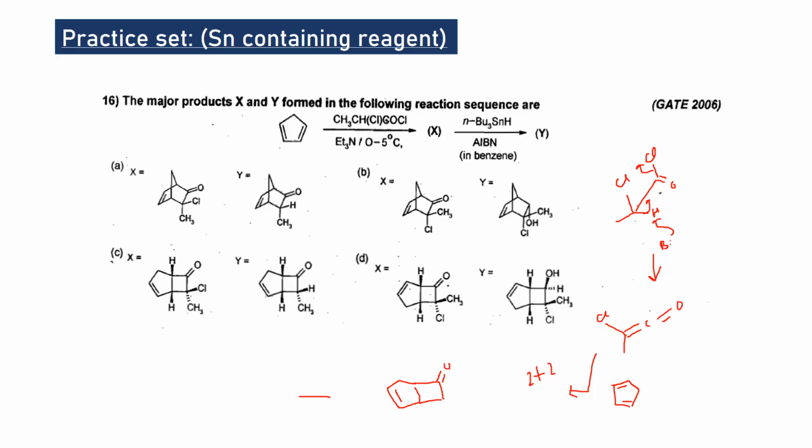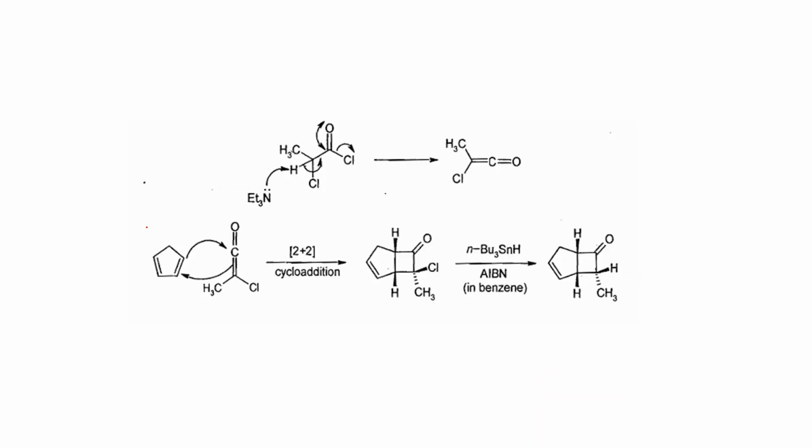So there will be a CH3 and a Cl. Now in presence of Bu3SnH, this carbon halogen bond will be replaced with a carbon hydrogen bond. So it will just be replaced with a hydrogen. So the correct option is option C. The correct option is option C. So this is your answer. Just note it down.